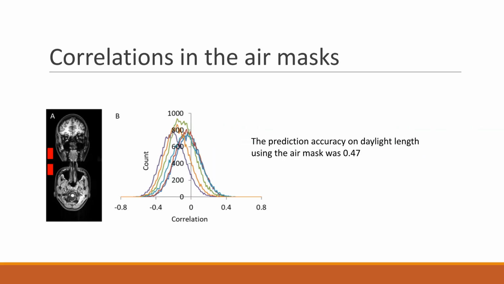To test this, we looked at areas completely outside the brain. We wanted to see if regions consisting of just empty air in the scanner could still predict the weather. Surprisingly, they could. The predictive accuracy for daylight length was still statistically significant at 0.47. This strongly suggested that the predictions weren't based on human brain activity at all.